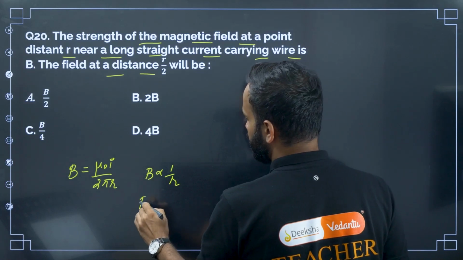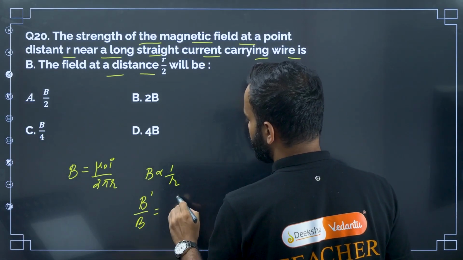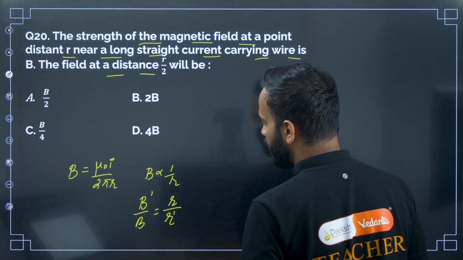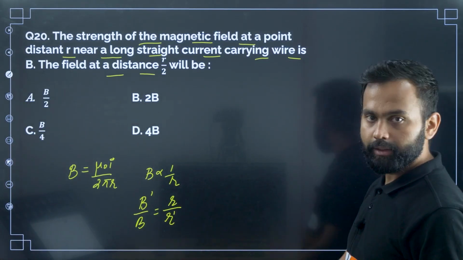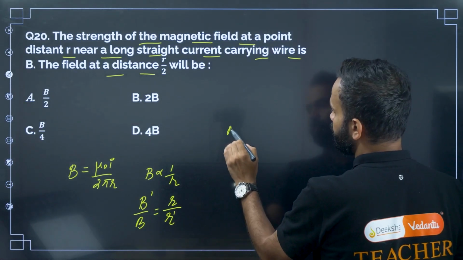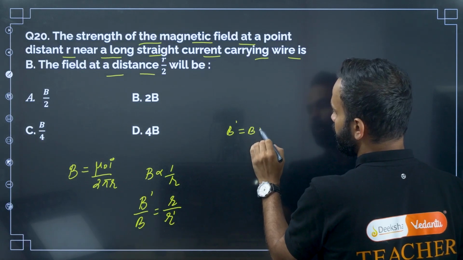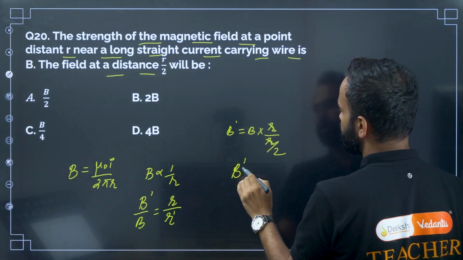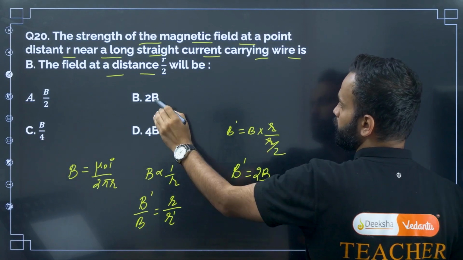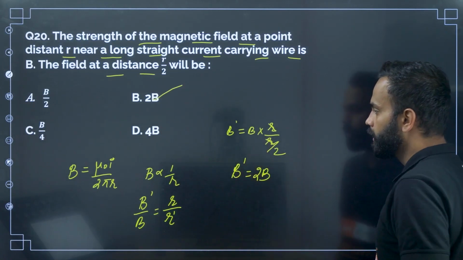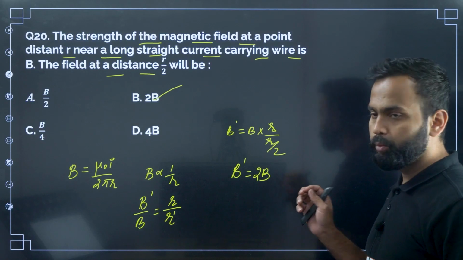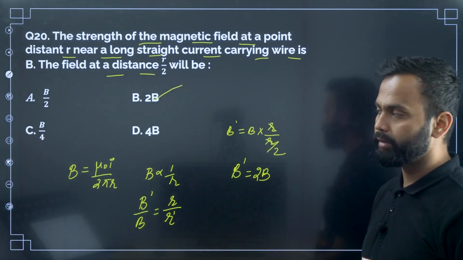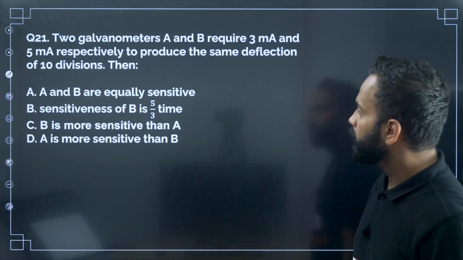So B dash divided by B is equal to R divided by R dash. Now R dash is R by 2, so B dash is equal to B into R divided by R by 2. R will get cancelled, B dash is equal to 2B. The correct option is B. So from this I can conclude that as you move towards the long straight wire, the magnetic field increases.